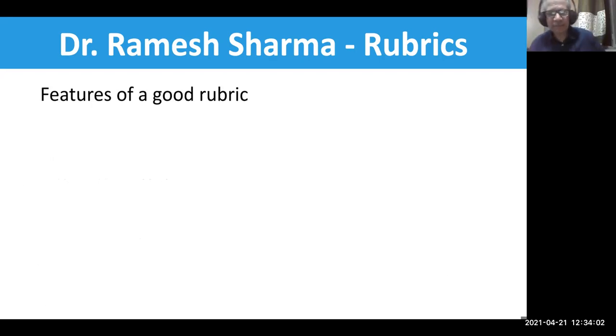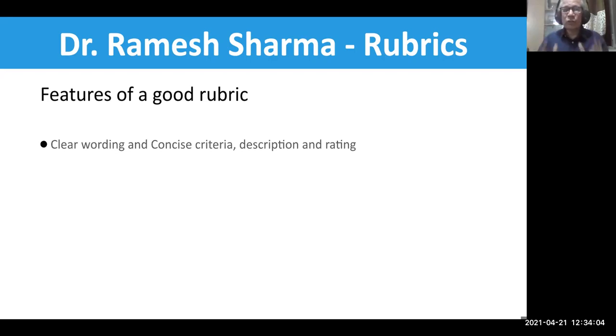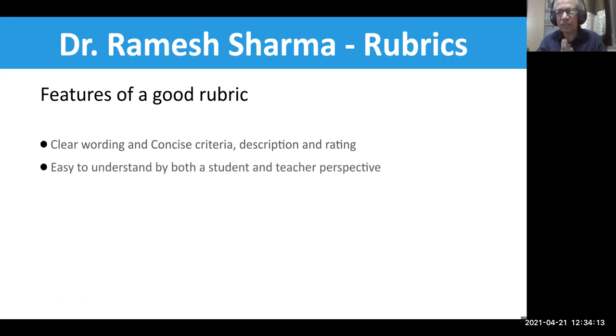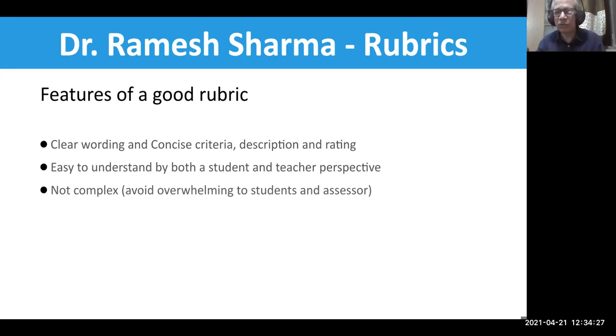Okay, next, please. Then what should a good rubric have? First thing, it should have concise, exact criteria, its description and rating. These three things are very important. Then it should be written in easy language so that it is clear to both the teacher as well as to the students. The language should be kept simple, not complex. Otherwise, people can get overwhelmed.